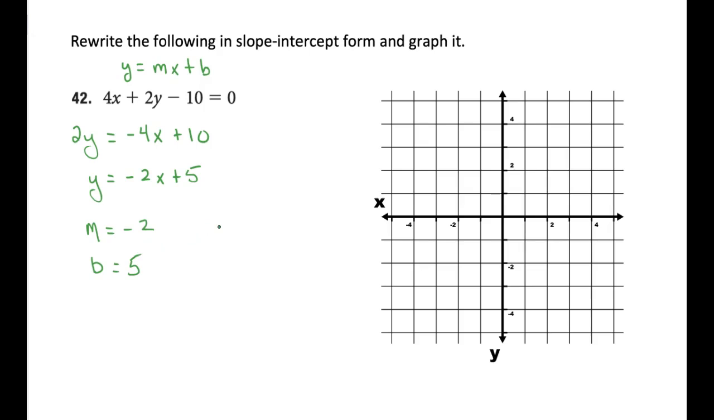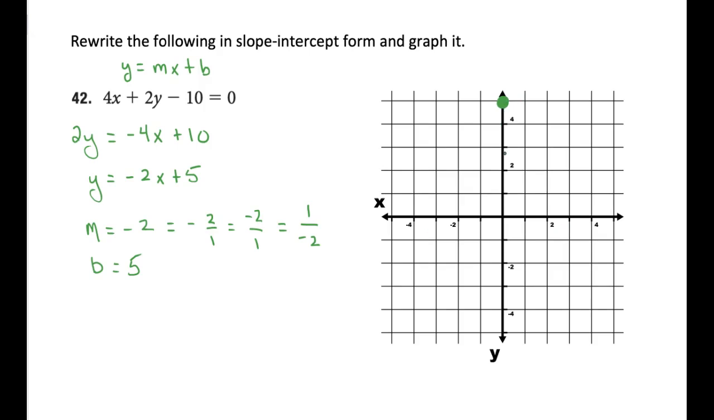So from here it's fairly easy to draw. We're going to put a point at 5, so we can have a point right here, and that's the y-intercept. And then we're going to count down and over, down and over. So our slope is negative 2, which means negative 2 over 1. Which means negative 2 over positive 1. It also means 1 over negative 2. So you can do that either way.